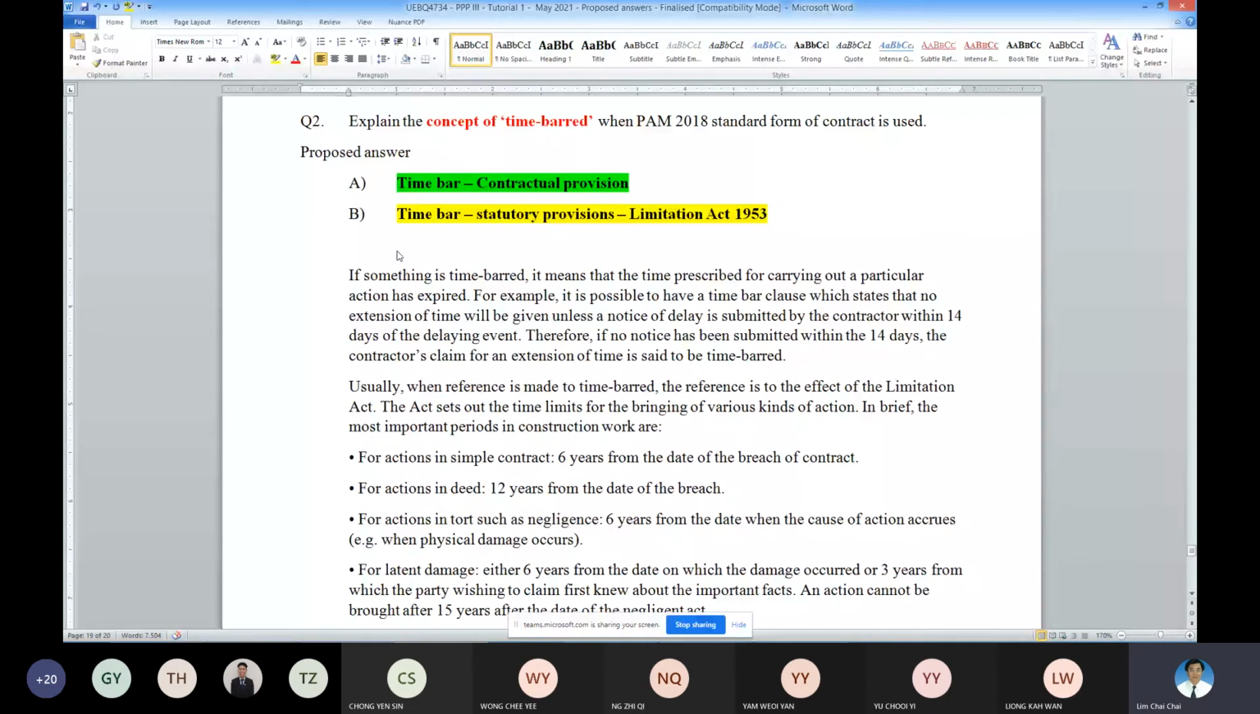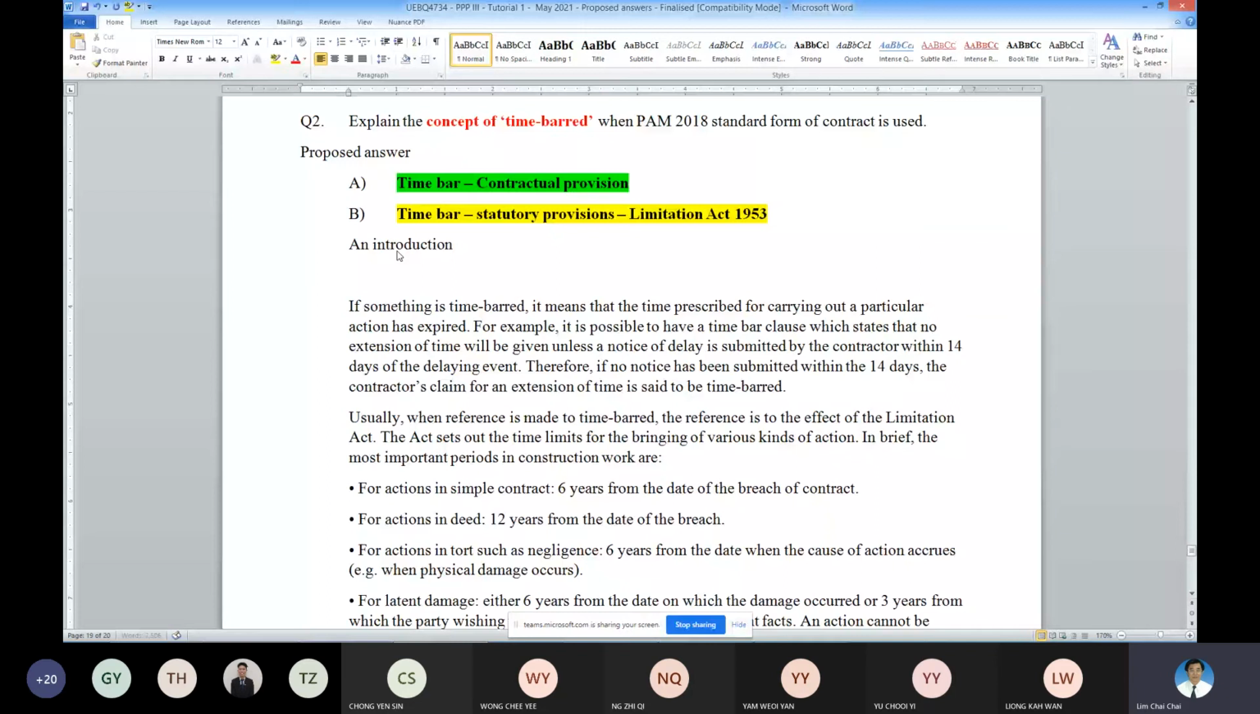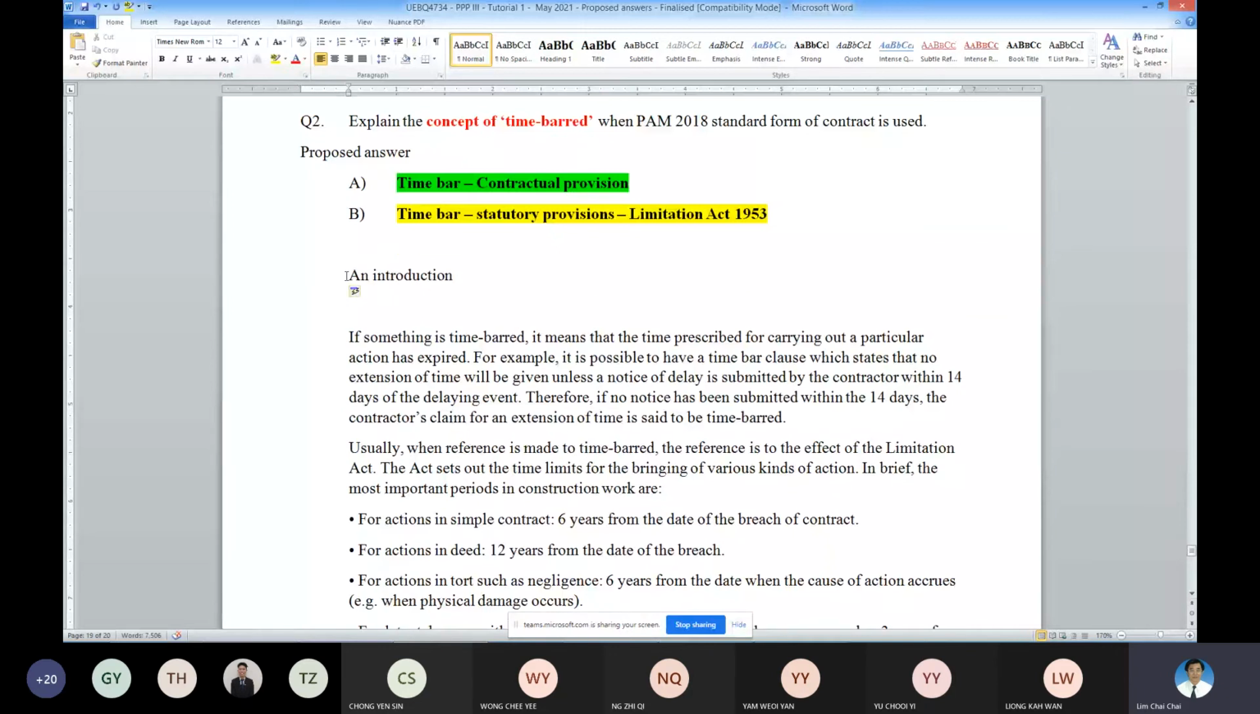Okay, after the introduction, then you can proceed. This is your so-called part 1, and this is your part 2. So this is what you put forward as your part 2.